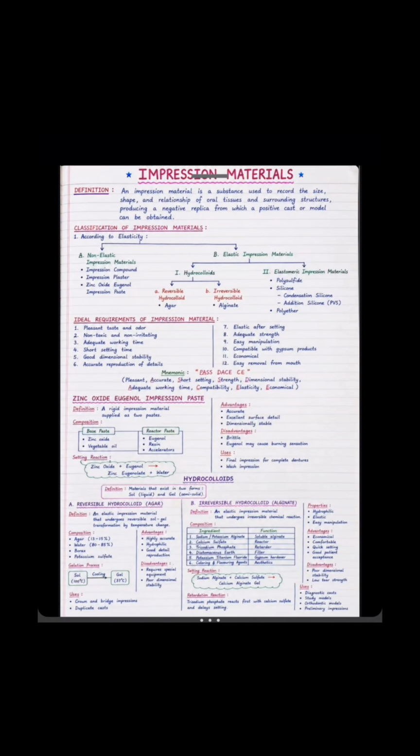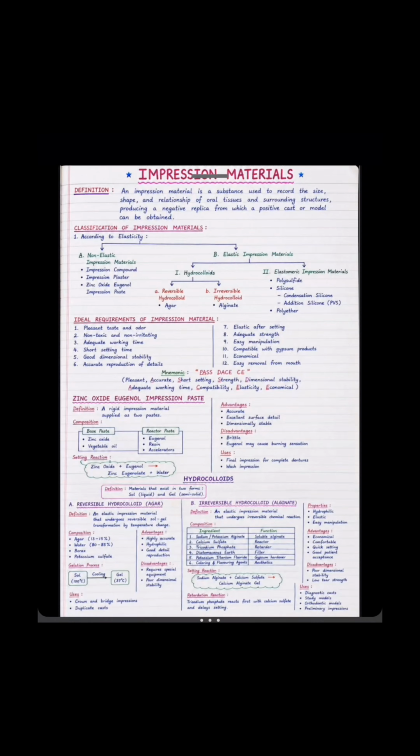Now let's talk about the zinc oxide eugenol impression paste, which also comes under the non-elastic impression materials. So form, उसका form कैसा रहता है ZOE impression paste का? Supplied as two separate pastes, base paste and reactor paste. हाँ, बेस पेस्ट में क्या आता है? जिंक ऑक्साइड, वेजिटेबल ऑयल, एंड रिएक्टर पेस्ट में आता है यूजिनॉल, रेजिन एंड एक्सेलरेटर्स.